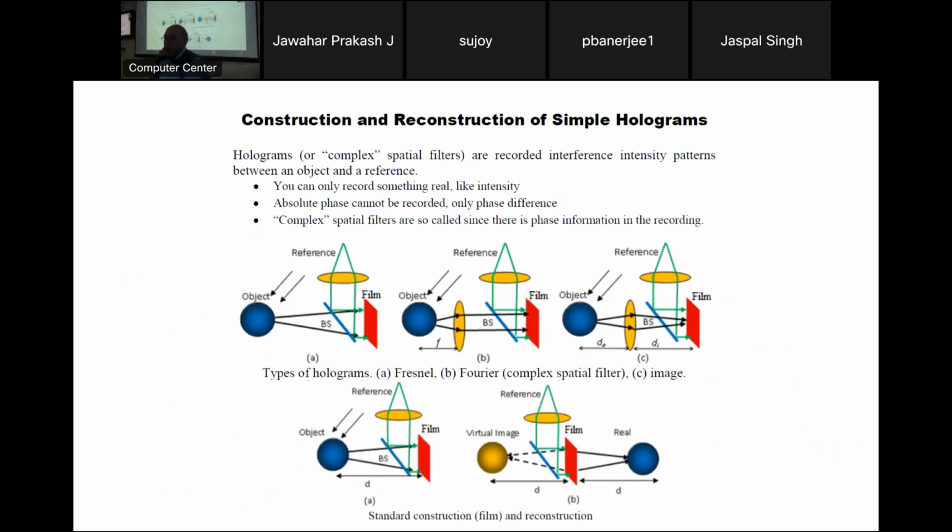Let me talk about construction and reconstruction of simple holograms. Now before that, one thing I'll show in just a second. So I just said, okay, all of this stuff, right? This holography, if no one said what's going on in between, is like an imaging system, like a 3D imaging system. Now something interesting.